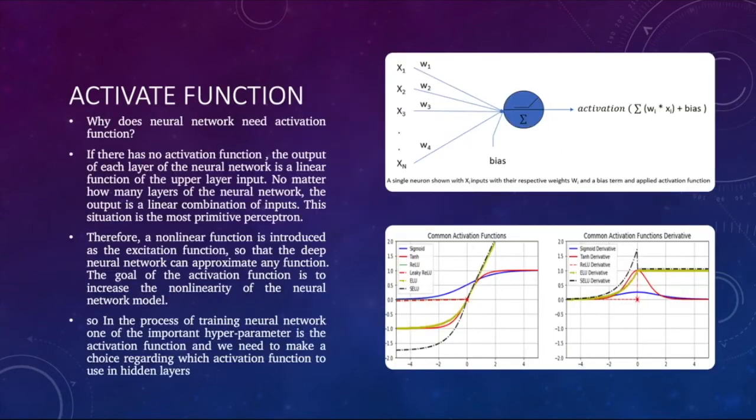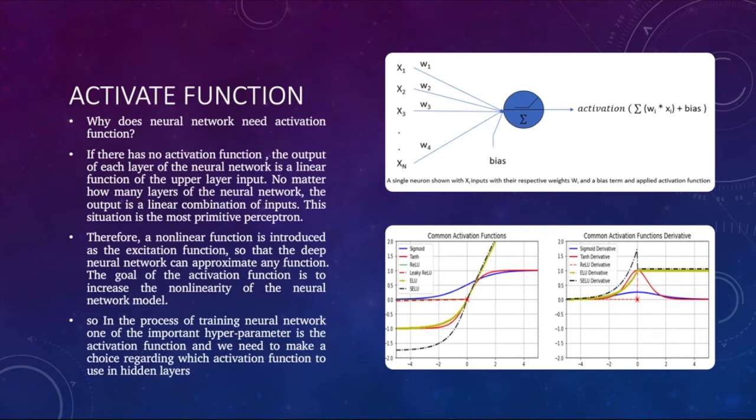Why does a neural network need an activation function? If there is no activation function, the output of each layer of the neural network is a linear function of the previous layer's input. No matter how many layers are in the neural network, the output is a linear combination of inputs. This situation is the most primitive perceptron.